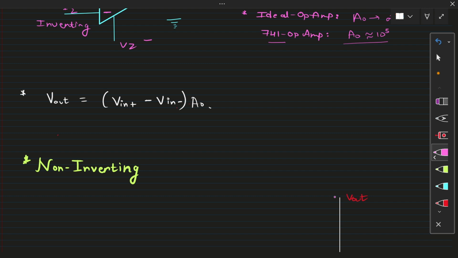So let's see how we calculate the V output. Here is the equation for calculating V output. The V output is basically the difference between the non-inverting and the inverting voltages times the gain. That is, V output is equal to (V in plus minus V in minus) times A naught.